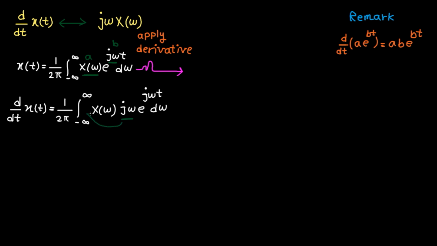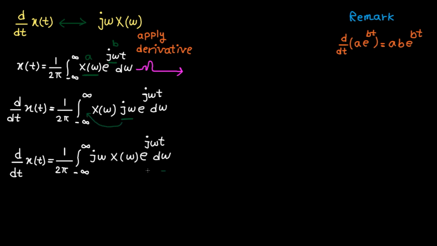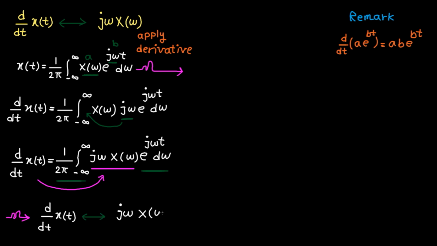Move this one to the front. Here we go. Now we have this complex function and this term here. So we can say this signal is the inverse Fourier transform of this term. Done. This property is super useful to simplify and solve complicated differential equations.